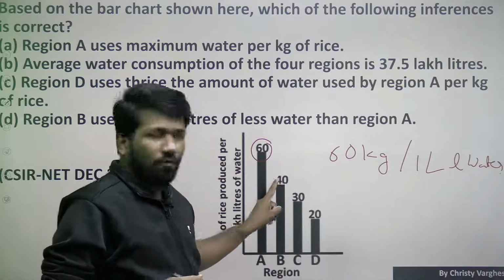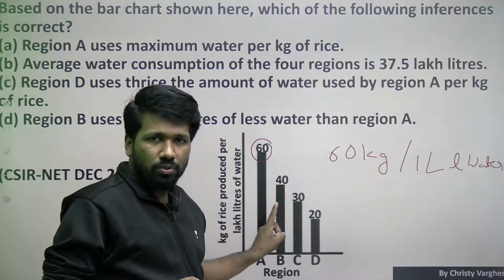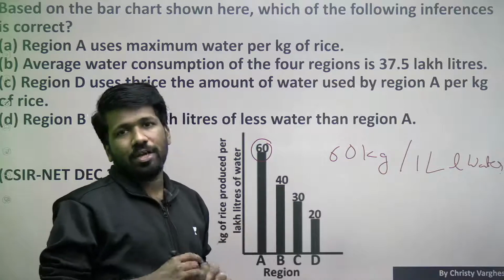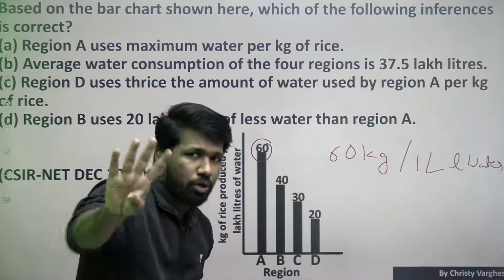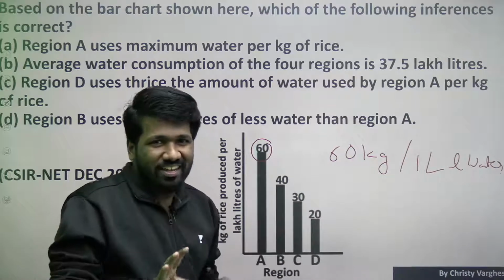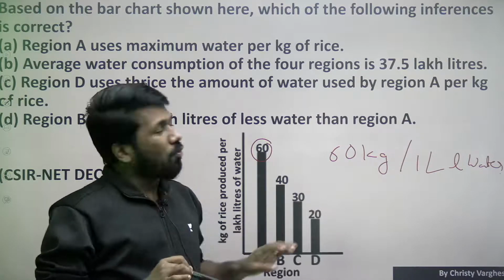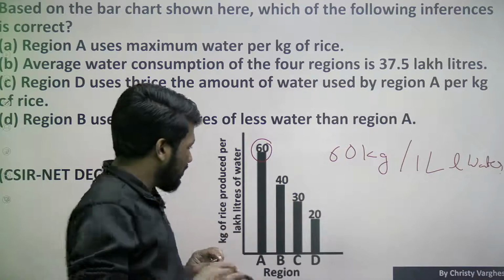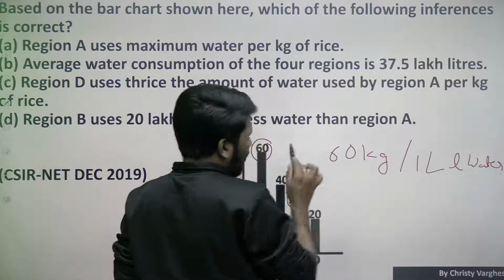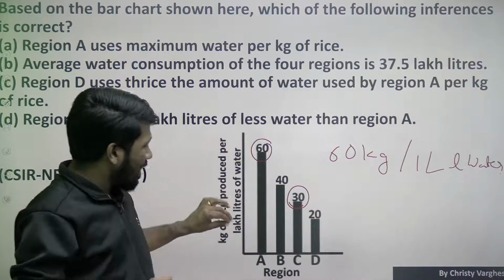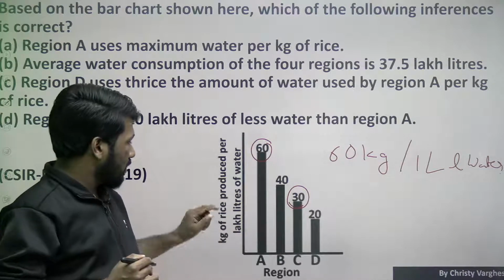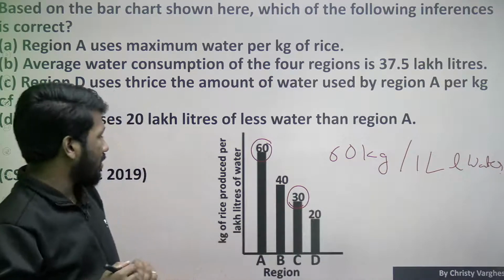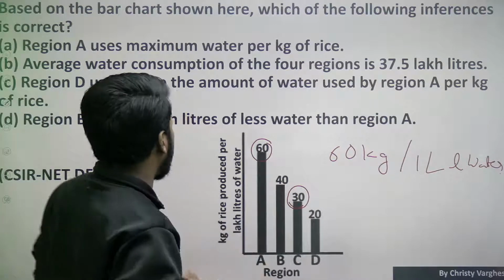Similarly, this 40 means 40 kilogram only can be produced if the same 1 lakh liter water is given. 1 lakh liter water दिया तो 40 किलोग्राम राइस प्रोड्यूस कर सकता है. 40 लीटर वाटर नहीं, 40 लाख लीटर वाटर नहीं, 40 किलोग्राम राइस प्रोड्यूस कर सकता है 1 लाख लीटर ऑफ वाटर प्रोवाइड किया तो. सिमिलरली रीजन सी में 30 किलोग्राम राइस प्रोड्यूस कर सकता है 1 लाख लीटर वाटर प्रोवाइड किया तो. किलोग्राम ऑफ राइस पर लाख लीटर ऑफ वाटर. Similarly 20 किलोग्राम राइस प्रोड्यूस कर सकता है 1 लाख लीटर वाटर दिया तो.